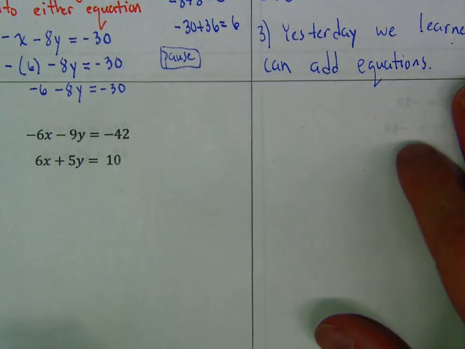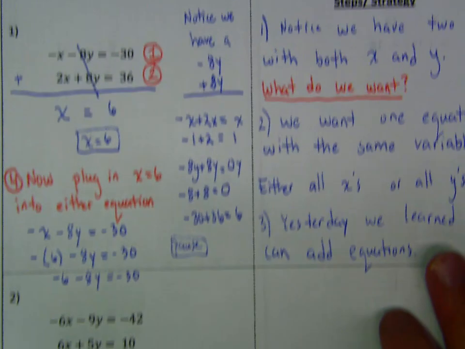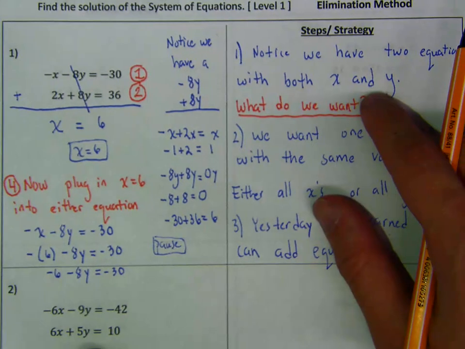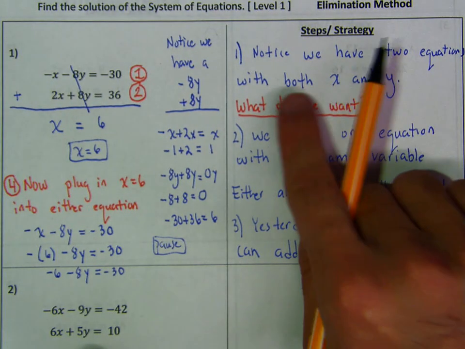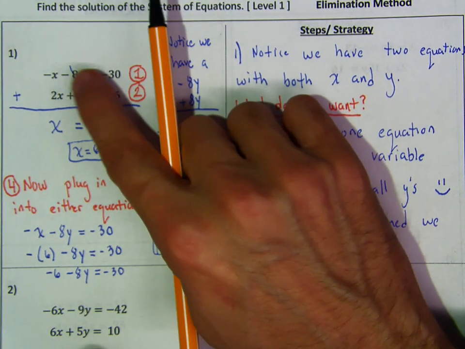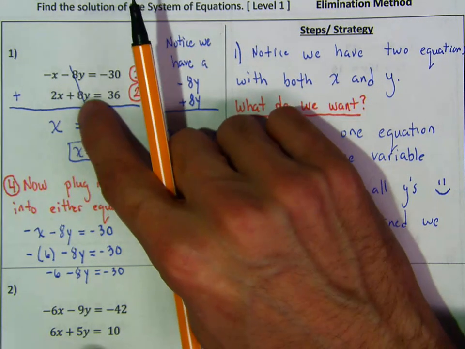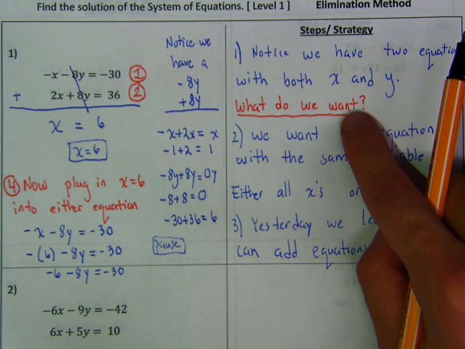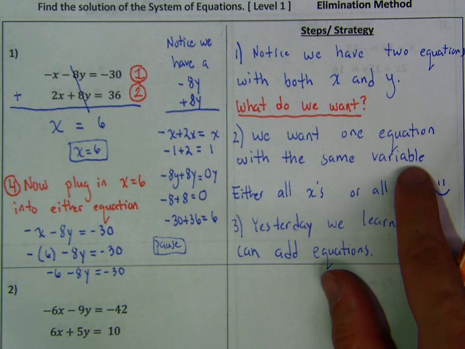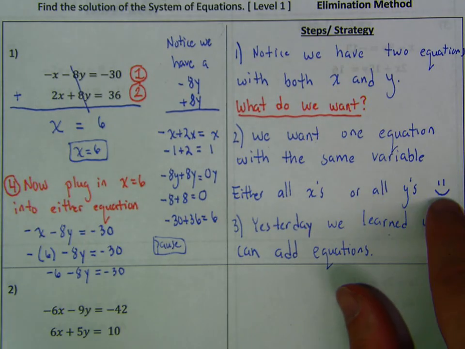And the same strategies apply, right? Maybe what we should do is we should review real quick. Let's review what we did. Notice that you have two equations with both x and y. Right? You have one equation with x and y, and you have another equation with x and y. What do you want? We want one equation with the same variable, either all x's or all y's.